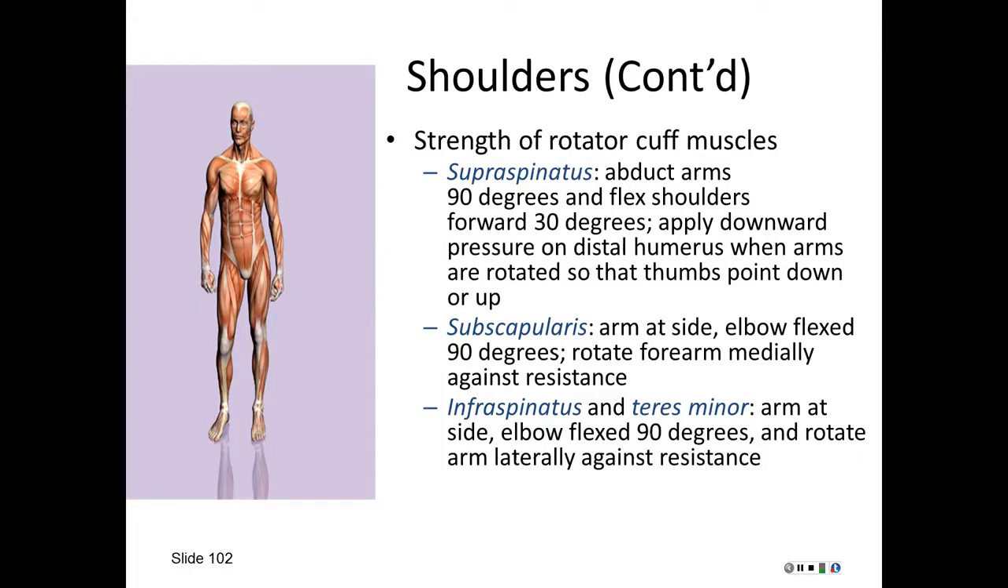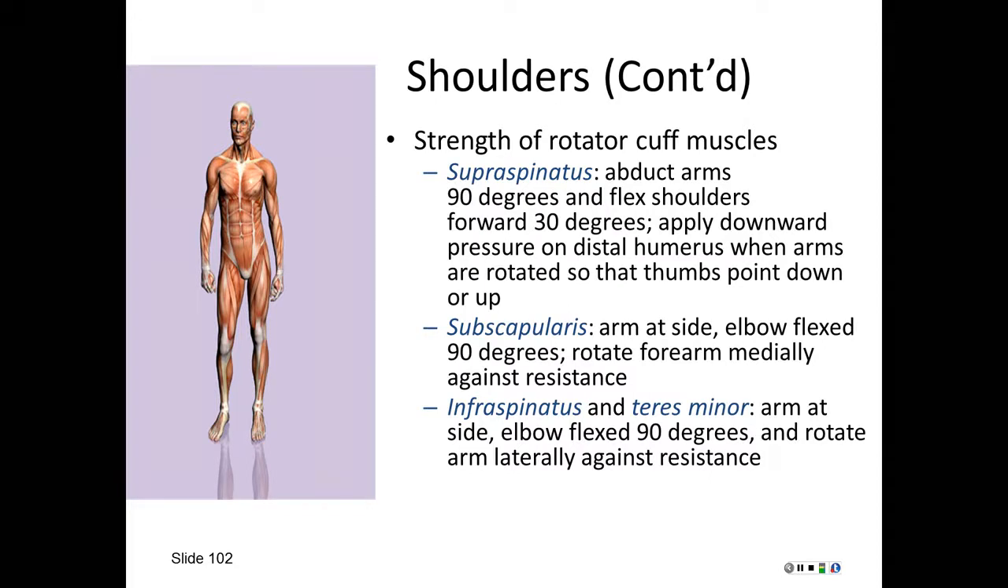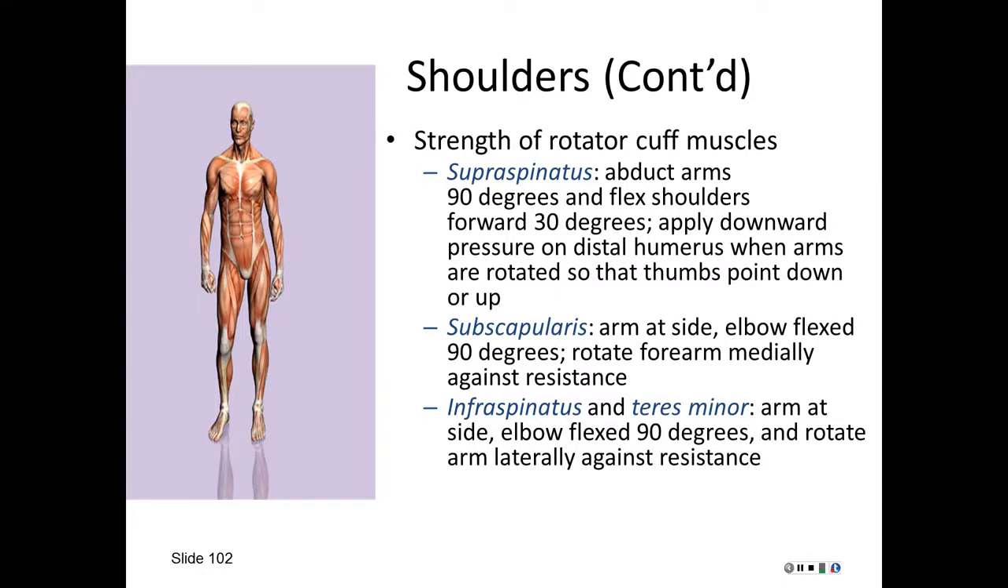You want to look at the supraspinatus muscle: abduct the arms 90 degrees and flex the shoulders forward 30 degrees. Apply downward pressure on the distal humerus when the arms are rotated so that the thumbs point down or up, and see if there's any kind of pain there. Another way to test this is the Coke can method or beer can method, where you put both arms out and rotate like you're emptying the beer cans, and then rotate up and see if there's any kind of pain as you look at the rotator cuff muscles.